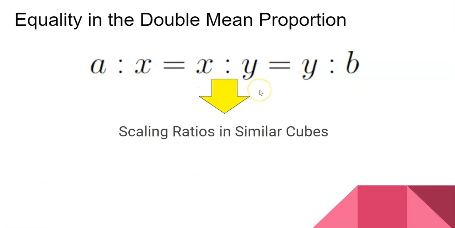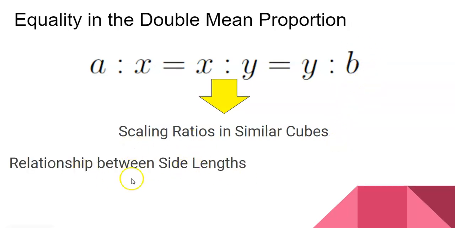X is to Y represents the scaling ratios in similar cubes, where A here is the volume of the larger cube and B here is the volume of the smaller cube. So we have a relationship between side lengths X and Y. Then the ratio Y over X represents how much larger the larger cube A is when compared to the smaller cube B.